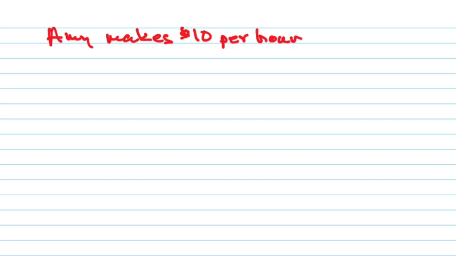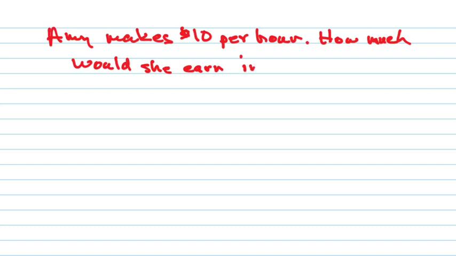Okay. So let's just look at a few examples. Let's say that Amy makes $10 per hour. Can we write this down? Yes. If I write it down, then that means it's important enough for you to write it down. Amy makes $10 per hour. How much would she earn in 8 hours?